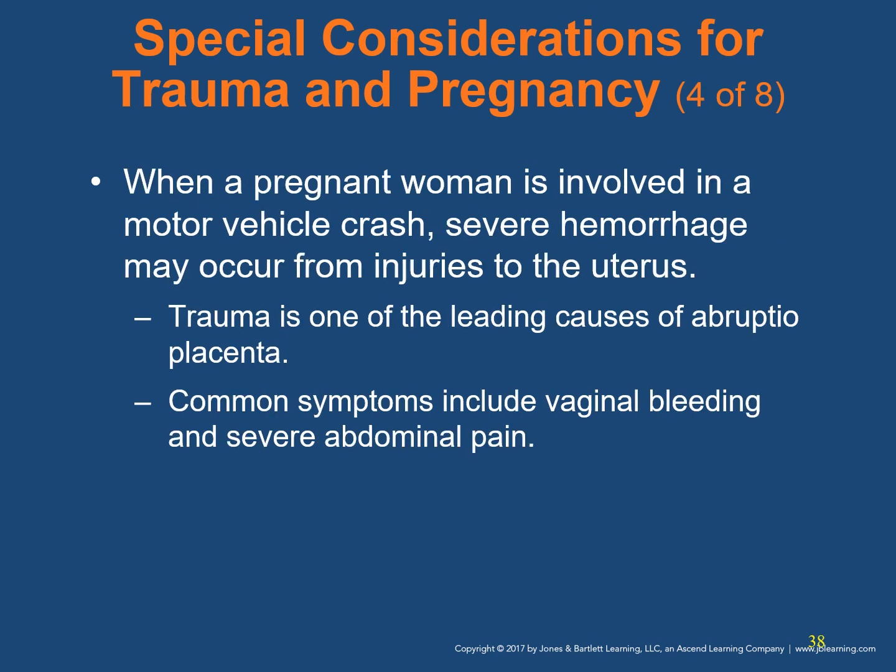When a pregnant woman is involved in a motor vehicle crash or a similarly violent mechanism of injury, severe hemorrhage may result from injuries to the pregnant uterus. Trauma is one of the leading causes of abruptio placentae. You should suspect abruptio placentae when the MOI is blunt trauma to the abdomen and the patient's signs and symptoms are suggestive of shock. Common signs include vaginal bleeding and severe abdominal pain.